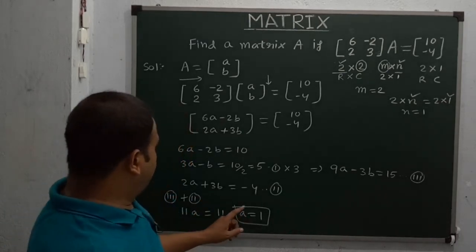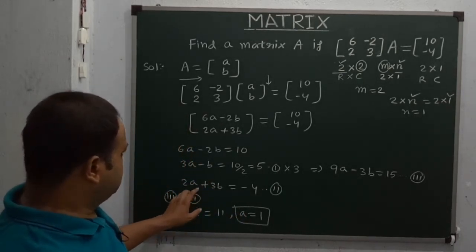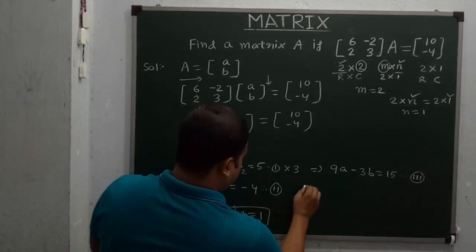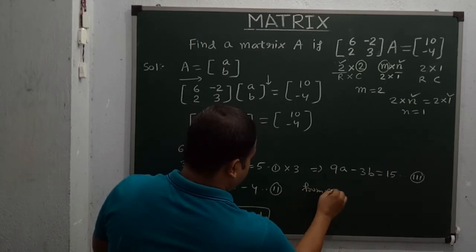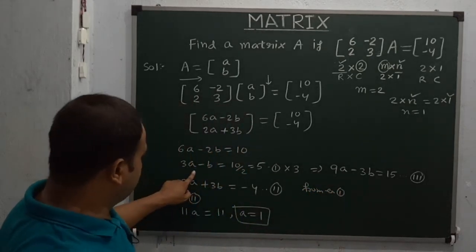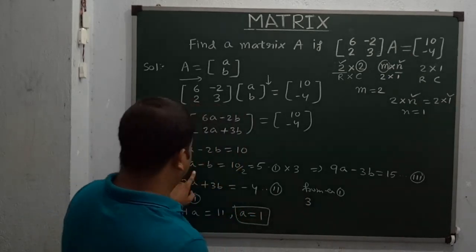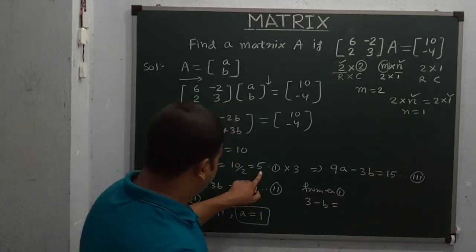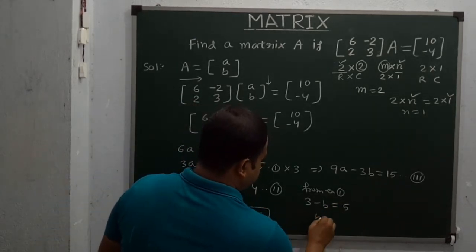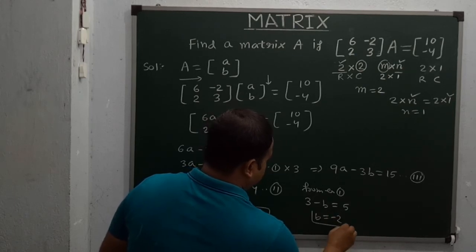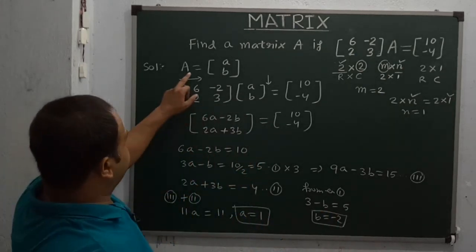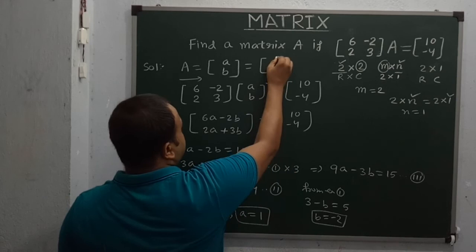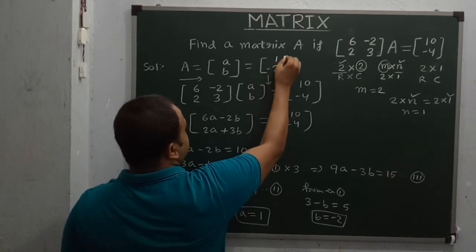Similarly, if we put the value of a in any of the equations, suppose I use this equation 1, then we are getting from equation 1, 3 into a means 1, 3, minus b equals to here 5. It means b we are getting minus 2. It means this matrix A we have got, what is the value? Value is 1, here is 1 and minus 2.